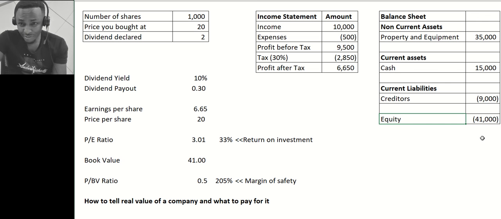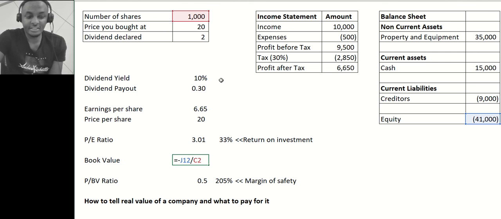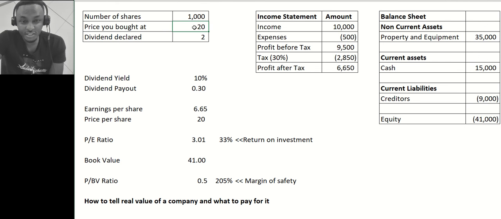In this hypothetical company, we have equity of 41,000. An easy way of calculating the equity number is to take all your property and your cash, and deduct all your liabilities. You'd get to the 41,000. Then it's 41,000 divided by the number of shares, which is 1,000. So it means this share is actually discounted, because it's trading at 20 bob, yet the book value is 41.